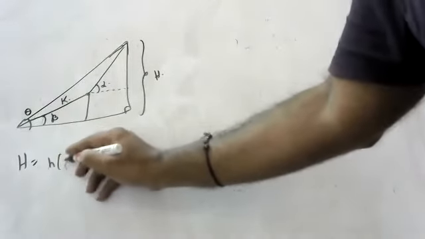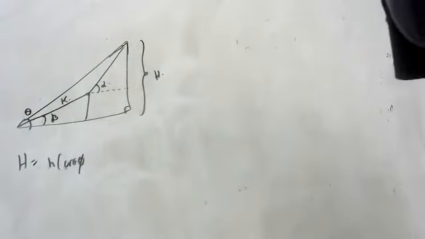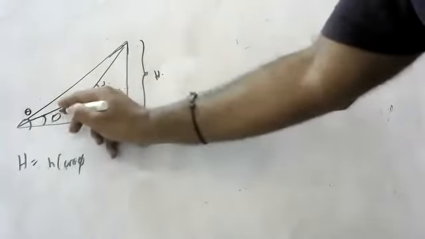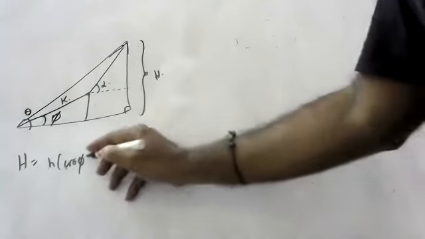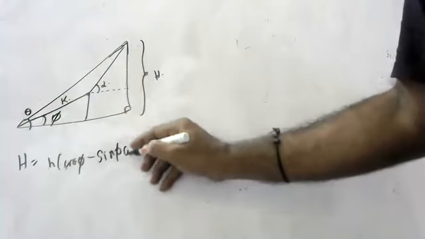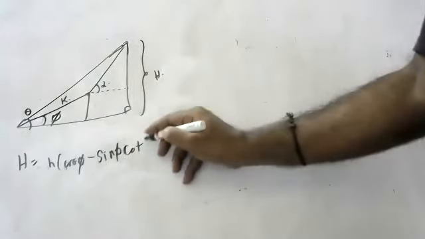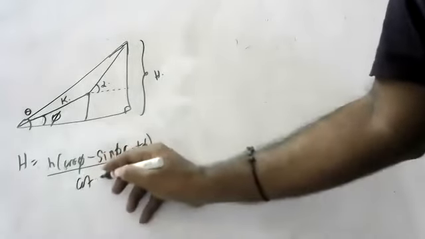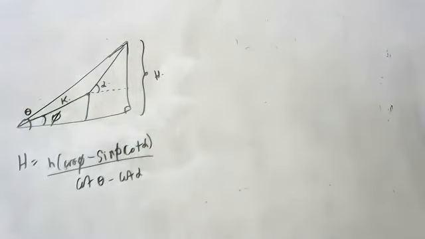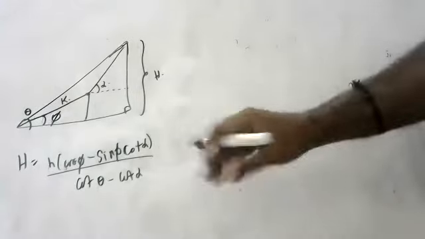We have to prove it as h equals k cos phi minus sin phi cot theta... cot alpha by cot theta minus cot alpha. What is phi? Here they give phi. I think this is not cos, children, it is cot only. Cot theta minus cot alpha. This is the question, children.